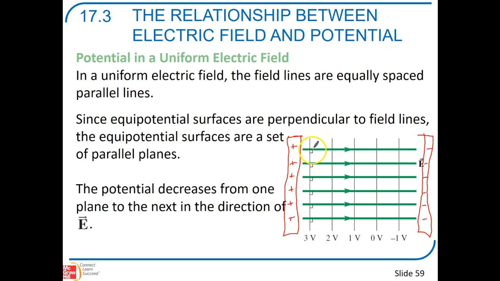And if we draw some perpendicular lines, then we can see what happens to the voltage as we go across. Here the potential decreases from one plane to the next in the direction of the electric field. So as you go from the positive end to the negative end, you should have a positive potential and then a negative potential. A really nice relationship between the two.